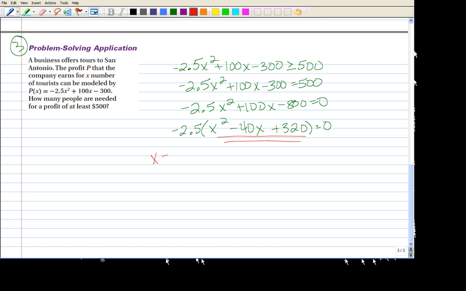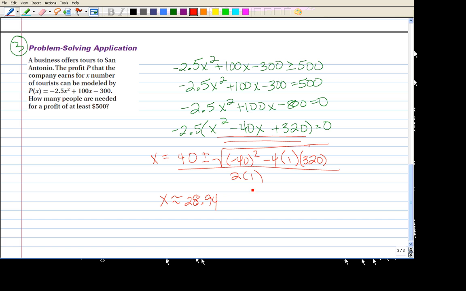So we'll get x equals -b, so negative of -40 is 40, plus or minus the square root of -40 squared minus 4 times a, which is 1, because we're just inside the parentheses, times c, which is 320, all over 2 times a, which is 1. And then whenever you evaluate that, you'll get x is about equal to 28.94, or x is about equal to 11.06.